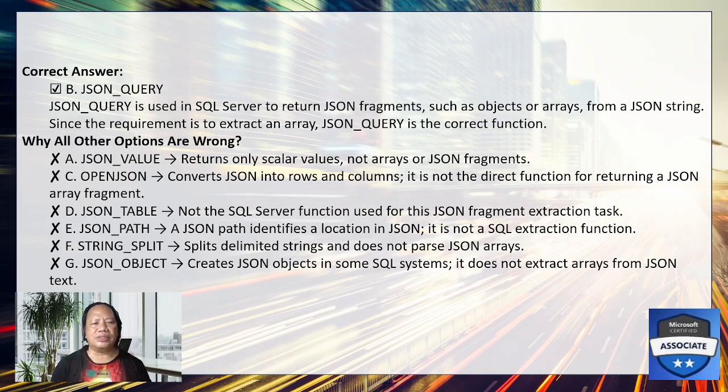JSON_QUERY is used in SQL Server to return JSON fragments such as objects or arrays from JSON strings. Since the requirement is to extract an array, JSON_QUERY is the correct function. JSON_VALUE is a scalar. OPENJSON is used to split JSON into rows and columns. JSON_TABLE is not a SQL Server function. JSON_PATH identifies a location in JSON. All of these are wrong, as are STRING_SPLIT and JSON_OBJECT. And again, the correct answer is JSON_QUERY.